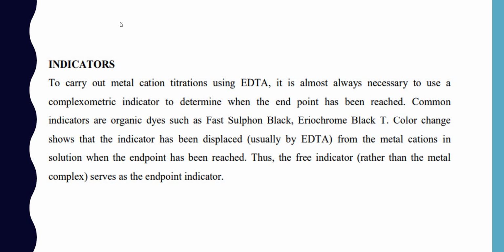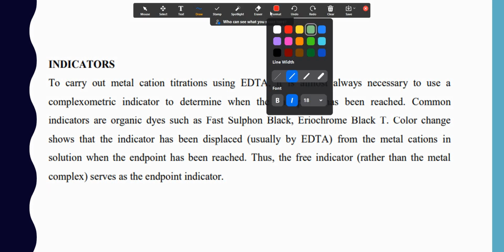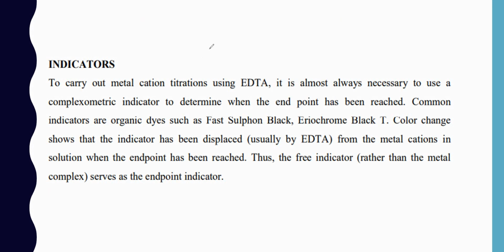So what is the basic mechanism behind the use of indicators in complexometric titration? I will tell you. For example, I have a metal, copper solution, and in that I have put indicator. I will represent the indicator by I. So indicator and copper ion will form a complex CuI, and this complex will have a specific color. For example, it will have a red color.